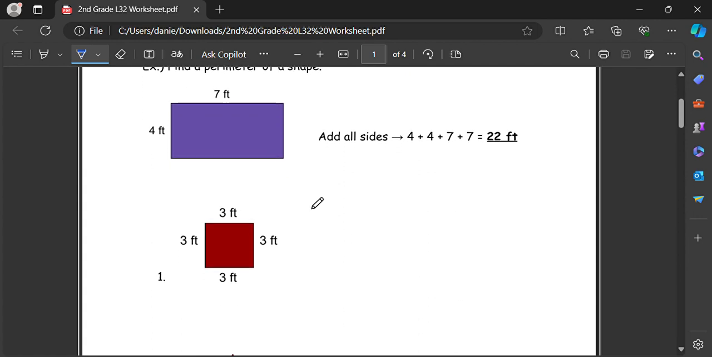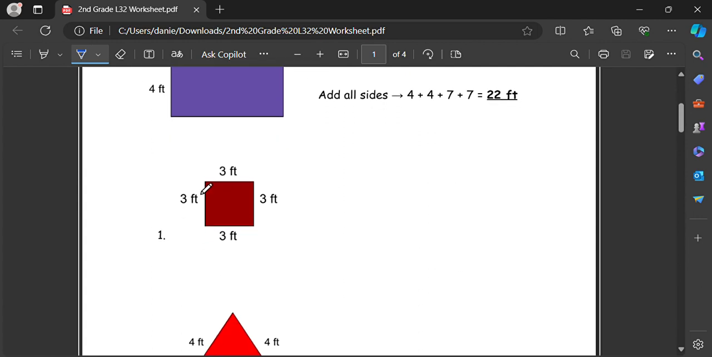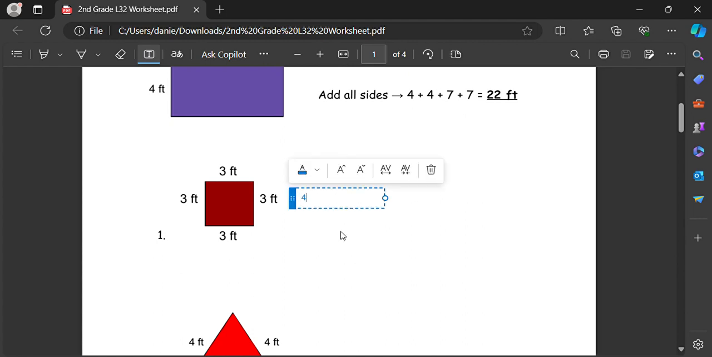So number one, here we have 1, 2, 3, 4 sides, and every side is 3 feet, so we're going to add 3 4 times. So 3 plus 3 plus 3 plus 3 equals 12. So number one will be 12 feet.